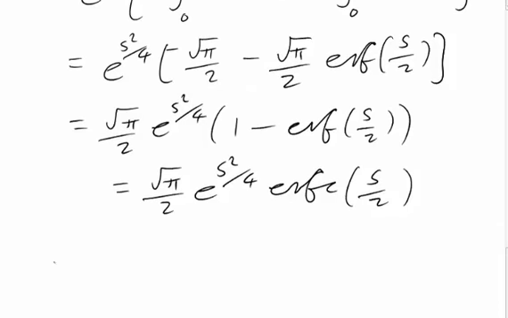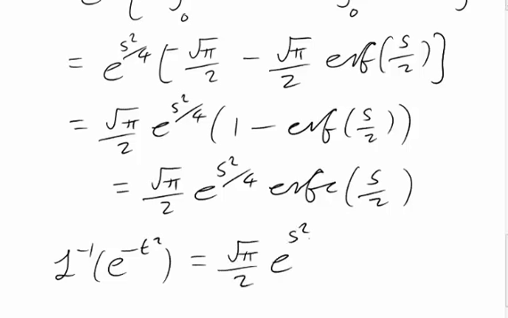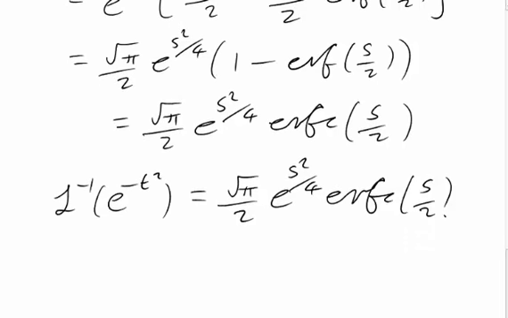So there is our Laplace transform for e to the minus t squared. It's root pi over 2, e to the s squared over 4, complementary error function of s over 2. I urge you to check this on Mathematica. Mathematica knows lots of Laplace transforms, and it will confirm this one for you.